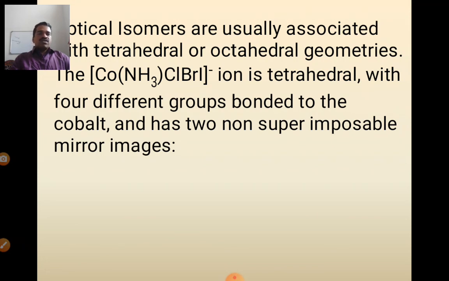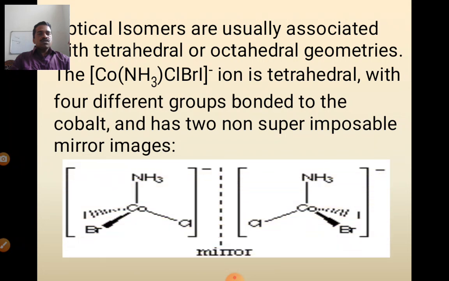The cobalt NH3 ClBrI, this is a tetrahedral complex. All four ligands are different. One is iodide, another is bromide, another one is chloride and amine. Such complexes can exhibit optical isomerism. Now one more condition is that in these optical isomers, the two isomers should be mirror images of each other, non-superimposable mirror images of each other like our hands.